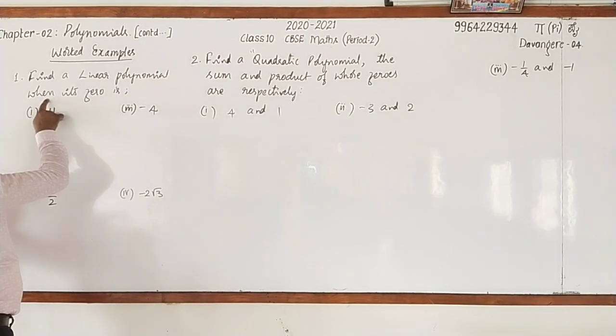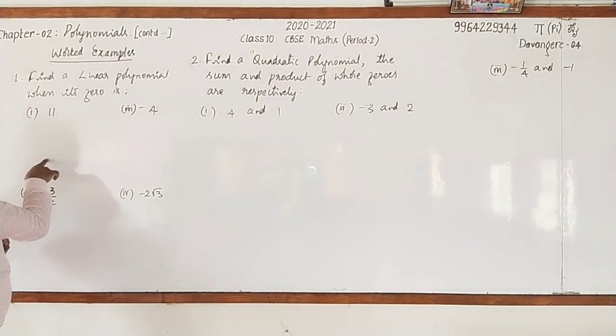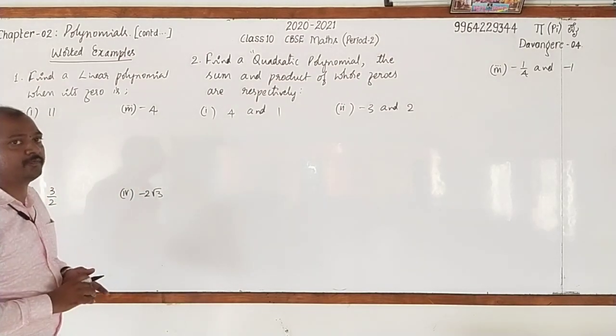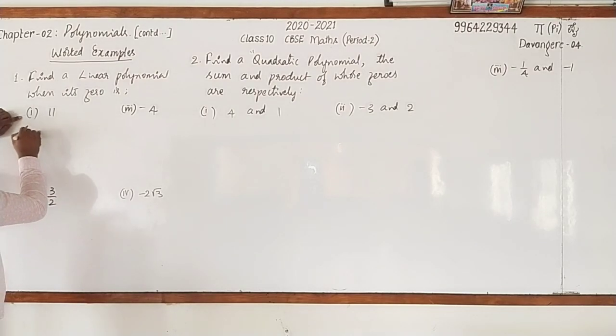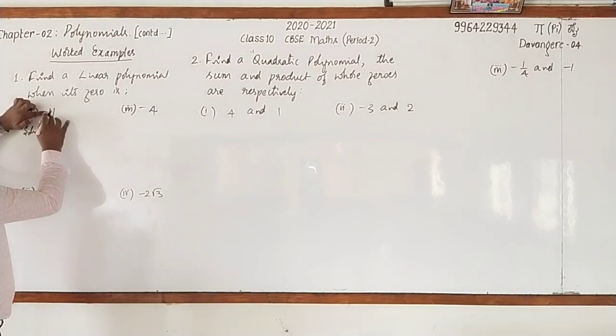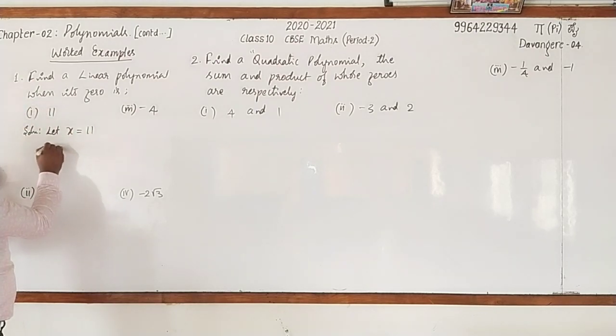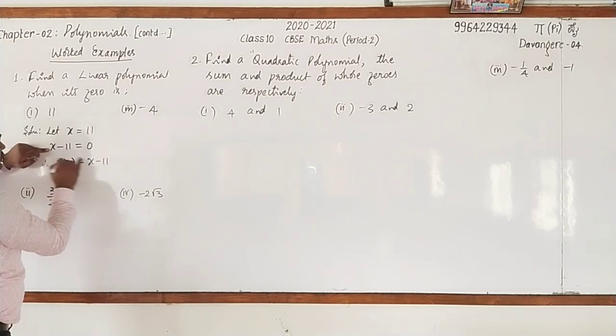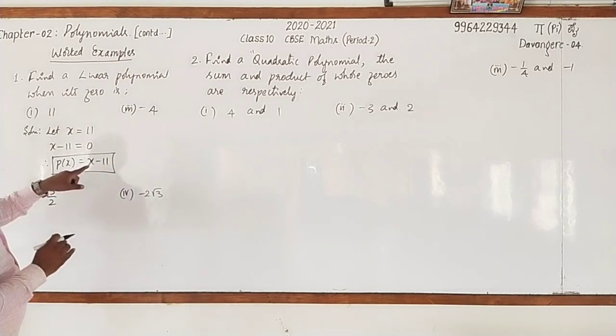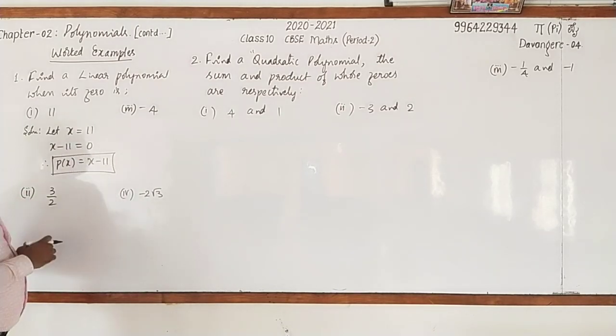Find a linear polynomial when its zero is given. First one, 11. Actually, you need not use the general form. Directly it can be written. Look here on the right. The zero given is 11. Let x equal to 11. Then transfer 11 to the left hand side. x minus 11 equal to 0. Then the LHS part is the polynomial. So P of x is equal to x minus 11. This is the linear polynomial. Observe that its degree is 1.